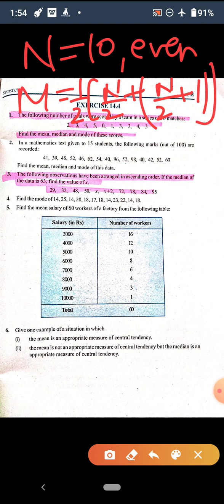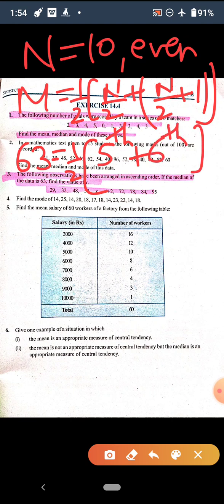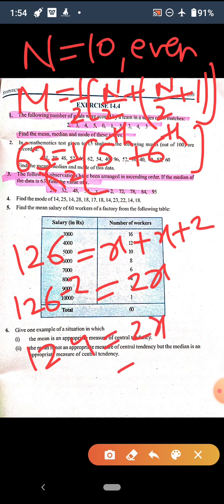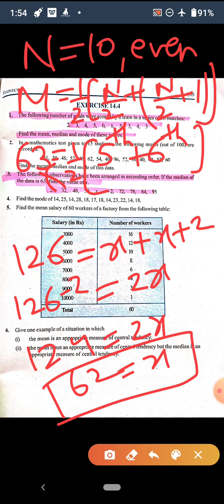What is the median in the question? That is 63. Half, put the value of n, 10. 10 upon 2 is the 5th item, then 10 upon 2 plus 1 is the 6th item. Now multiply this, 2 3s are 6, 2 6s are 12. Now the 5th item is x, the 6th item is x plus 2. This plus 2 will go to this side, 124. So x is 62.